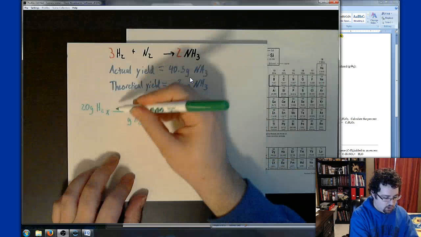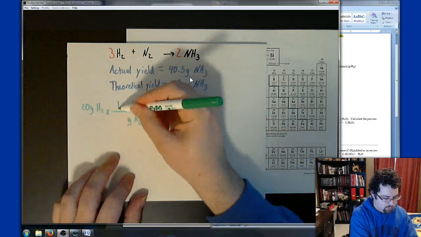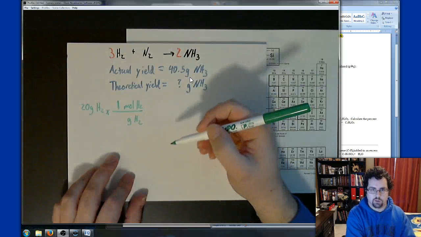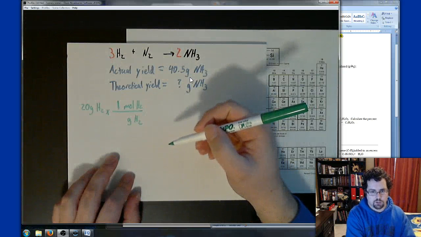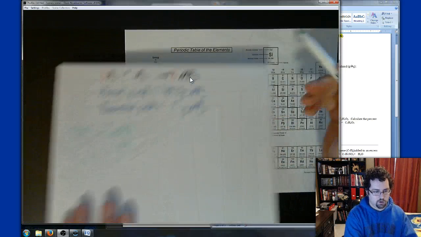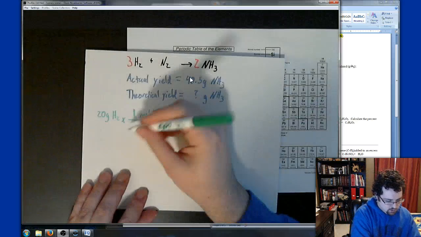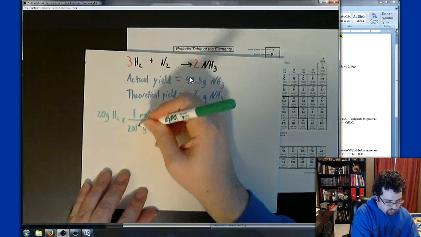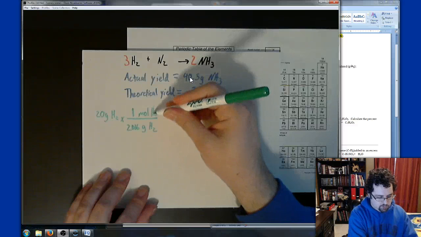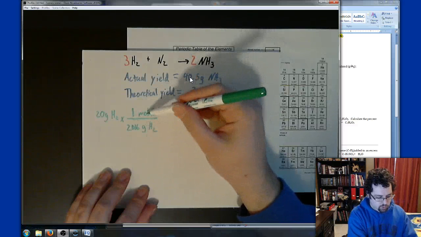Right? And I know from the previous unit that 1 mole of H2 is always equal to the molar mass of H2. And the molar mass of H2, if you look at the periodic table, 1 H is 1.008. So 2 H's is 2.016 grams. Okay? This will give me a number in moles of H2.